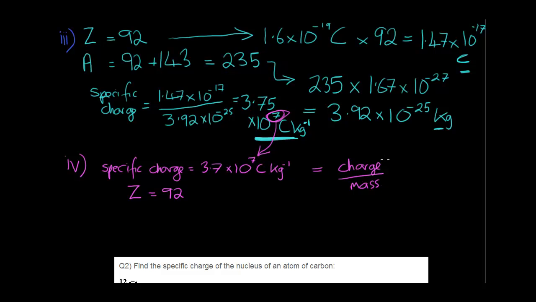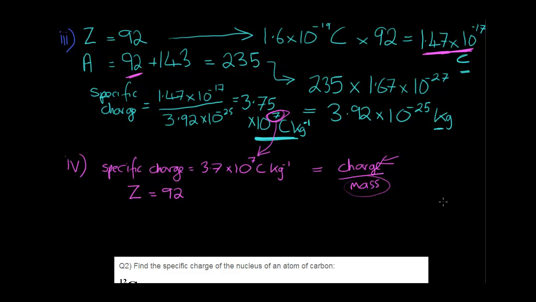So we know what the charge is because that's going to be the same as this chap here, because we've got 92 protons. And therefore we can find out what the mass is from this equation. And if we can find out what the mass is, then we can subtract the mass of 92 protons. Or in fact, better still, we can divide by the mass per nucleon, and that will give us the number of nucleons, and then we just simply take away the 92 from that.